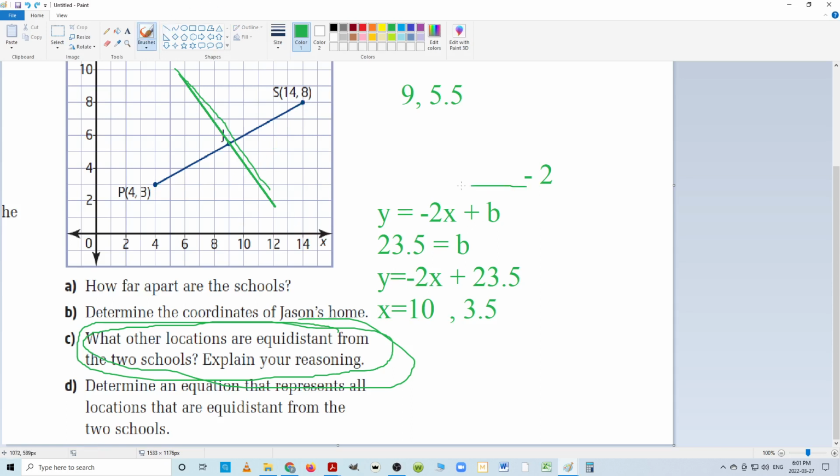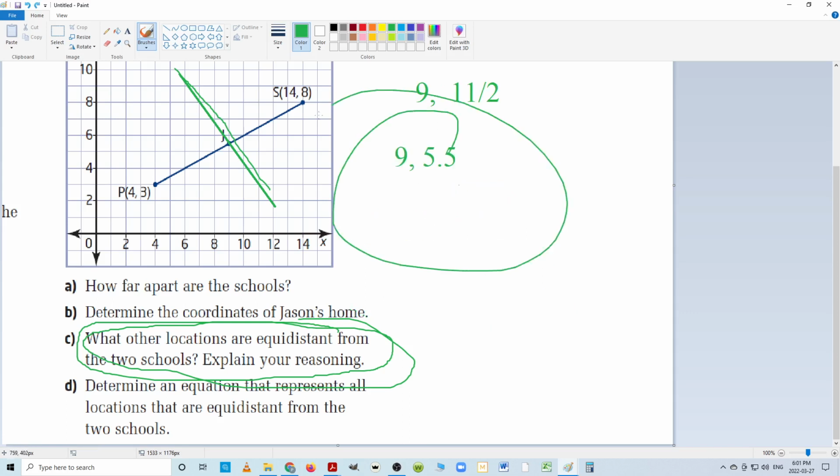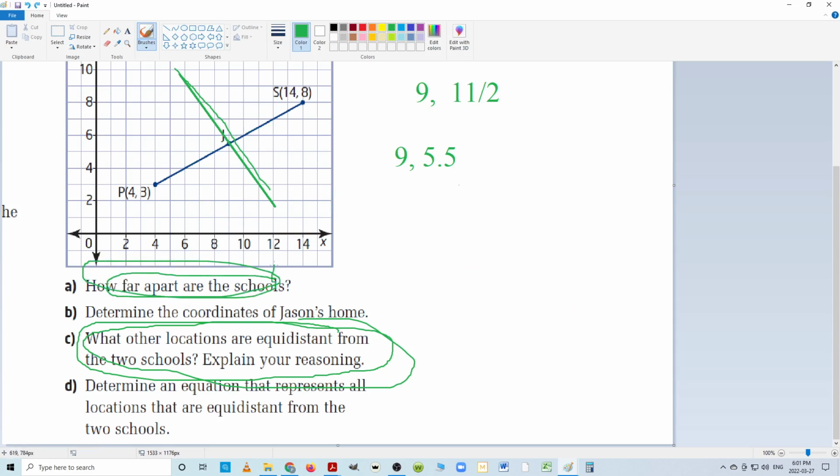Now I'd also want to go back and make sure I did all that equation properly. The point is not to get the right numbers here, it's to show you how to figure it out. So how far apart are the schools? Length formula. Where are Jason's coordinates? Midpoint, but you could just see it on the graph as well. What other locations are equidistant to the schools? Any point on the bisector. Determine an equation for the bisector.